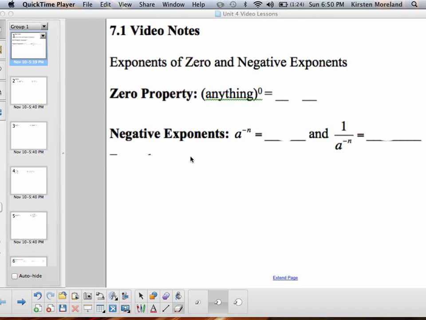Today we're going to do exponent properties. This is Miss Moreland and we're just going to start with what we learned in 7.1 and move on to the rest of them. It should be quick. Just make sure you do the on your own at the end.